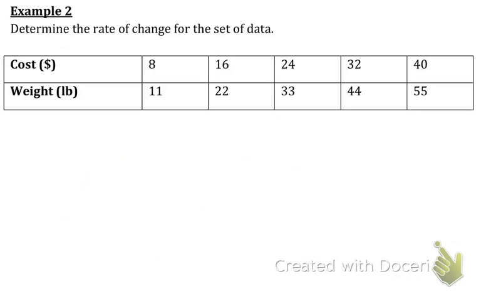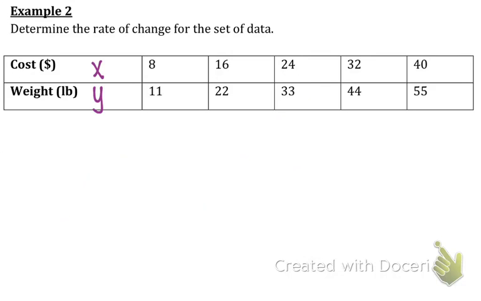Example 2, determine the rate of change for the set of data. So we have a table here that's representing the cost of some item and its weight in pounds. So let's figure out the rate of change. So before we start, let's determine which ones are the x's and y's. Well, our x's are going to be the row on the top, the cost, and the y's on the bottom for the weight in pounds.